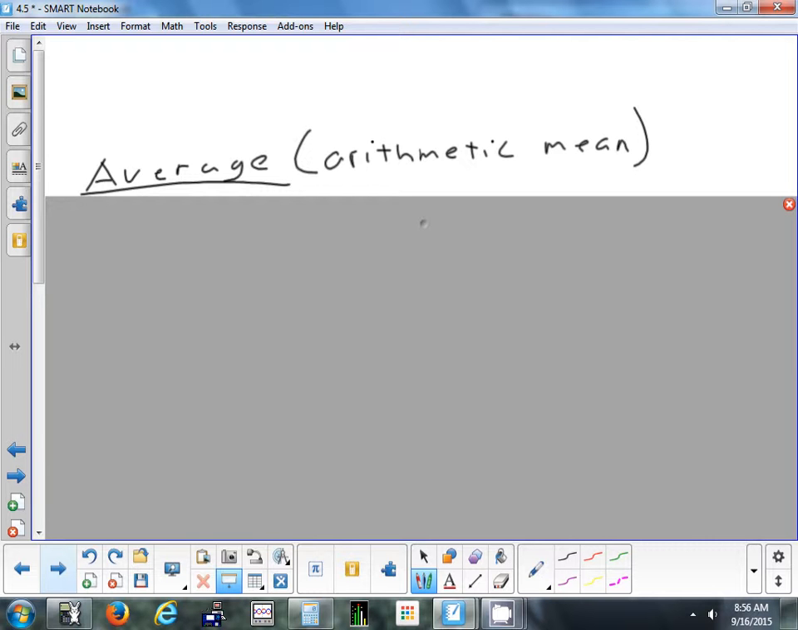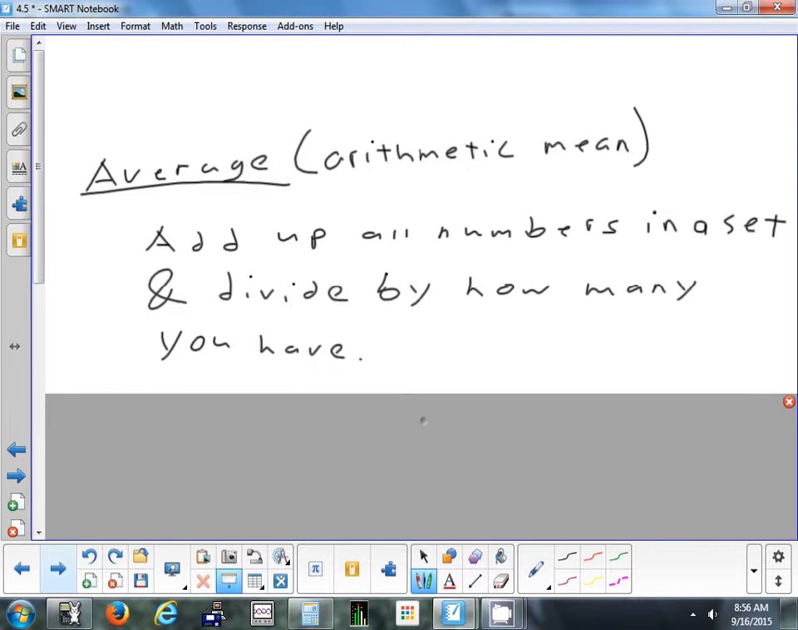Right? So I do that when I'm doing your grades, right? I look at all your tests, I add them up, divide by how many, here's your average. So that's how you find an average. You add up all the numbers and divide by how many you have. That's exactly what someone said. Okay, how many people have done that before, found averages?